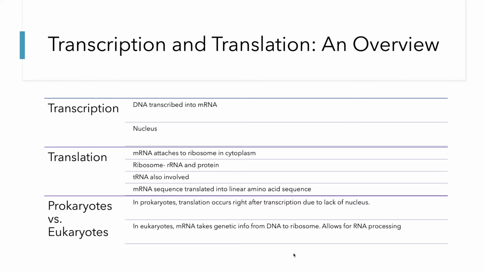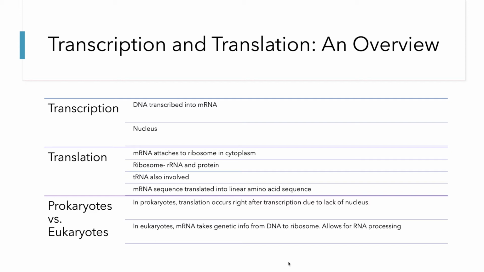Transfer RNA, or tRNA, is also involved with translation. The mRNA sequence is then translated into a linear sequence of amino acids, which is the primary structure of a polypeptide. The protein eventually folds into its three-dimensional native conformation based on the initial amino acid sequence. For a reminder on protein folding, visit my macromolecules video from Unit 3.